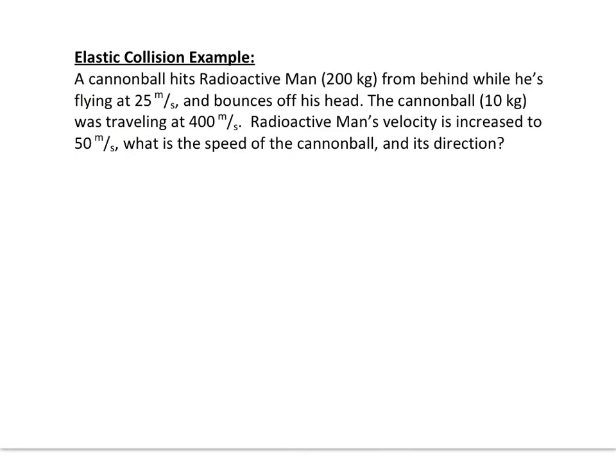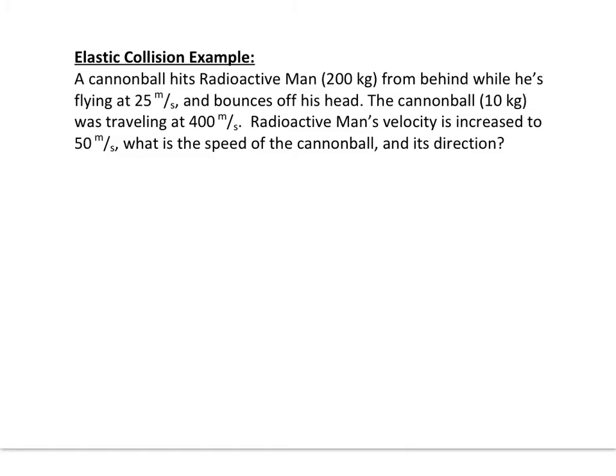All right, now in this example we're going to look at the same basic problem as an example of the elastic collision. Just taking a quick read through, it says a cannonball hits radioactive man, 200 kilograms, from behind while he's flying at 25 meters per second, and it bounces off his head. The cannonball's 10 kilograms, was traveling at 400 meters per second. Radioactive man's velocity is increased to 50 meters per second. What is the speed of the cannonball and its direction?